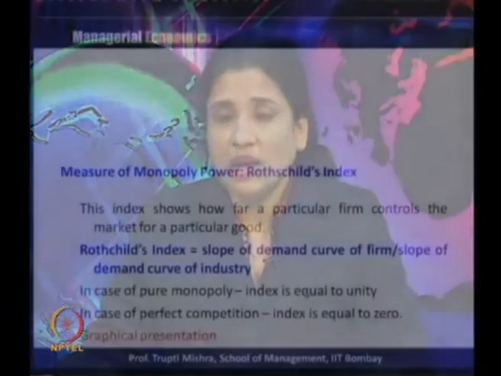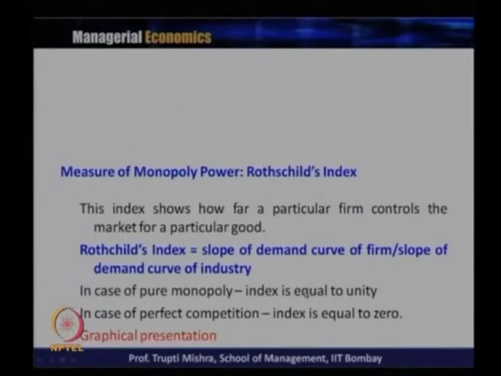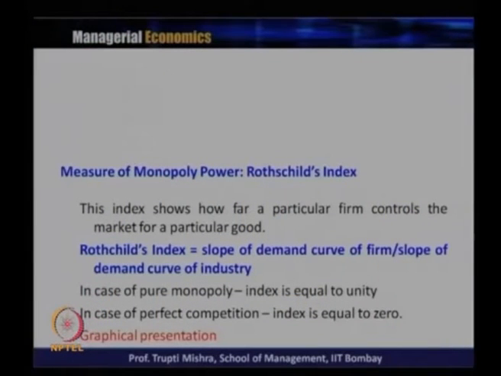Now we come to the index. The outcome of the index shows how far a particular firm controls the market for a particular period. The Rothschild index is the slope of the demand curve for the firm, that is the perceived demand curve, upon the slope of the demand curve of the industry, that is the proportional demand curve. The value of the index in case of pure monopoly is equal to 1.